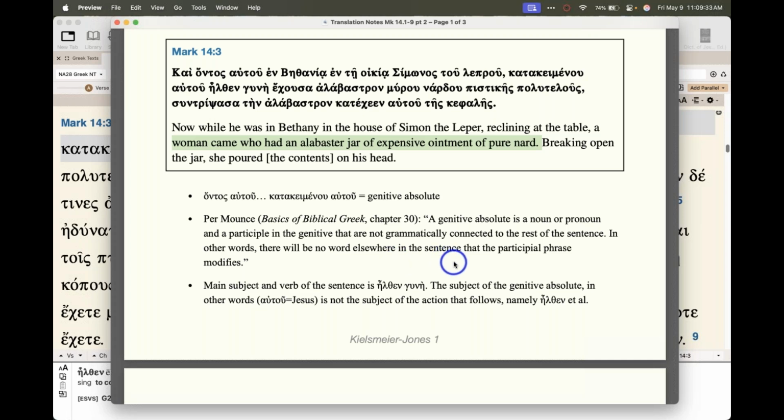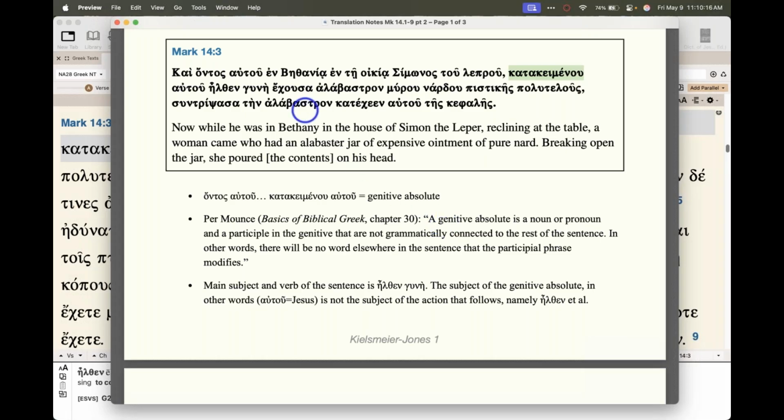And I've shared this before because we see it pretty often in Mark, but here's from Mounce in his Basics of Biblical Greek textbook. He defines this genitive absolute as a noun or pronoun, so autou, it's a pronoun in both cases, and a participle. So we've got a double one here. We've got ontos, that's one participle. We've got katakemenu, another one. Genitive absolute is a noun or pronoun and a participle in the genitive, check, that are not grammatically connected to the rest of the sentence. In other words, there will be no word elsewhere in the sentence that the participial phrase modifies.